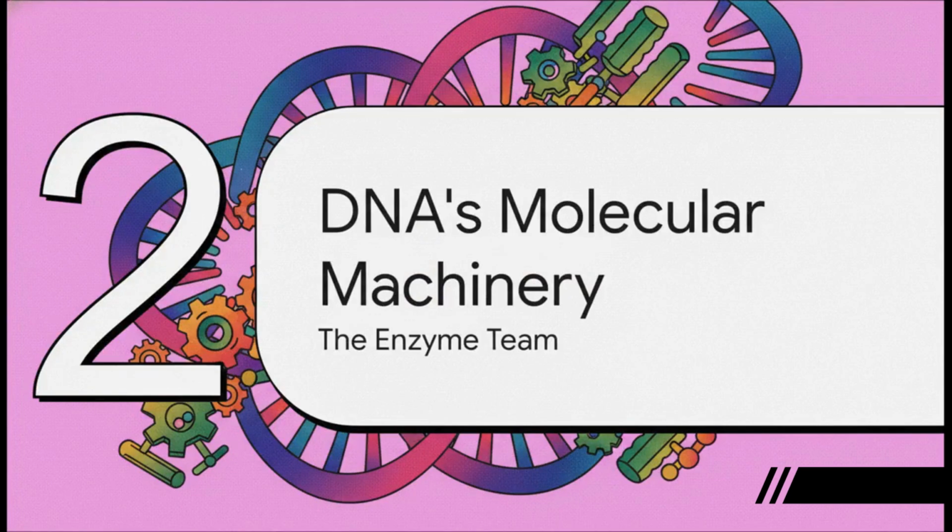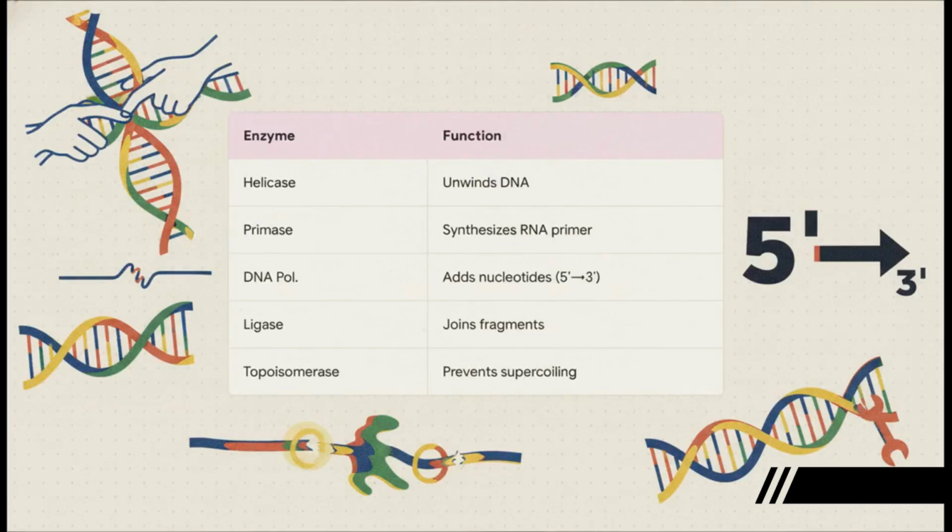So we've got the blueprint. Now let's meet the crew, the workers who actually get the job done. Think of it like an elite construction team of enzymes, where each one has a very specific, very important job. Here's your essential toolkit for the exam. First up is Helicase. I call it the unzipper. It just unwinds that tight double helix.